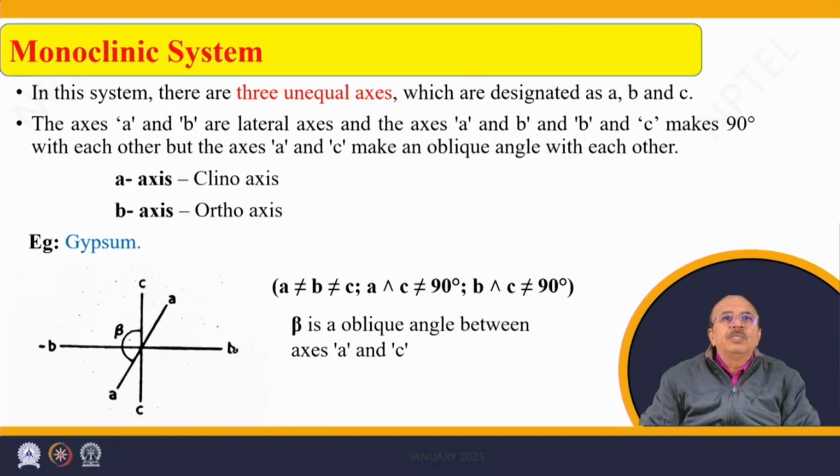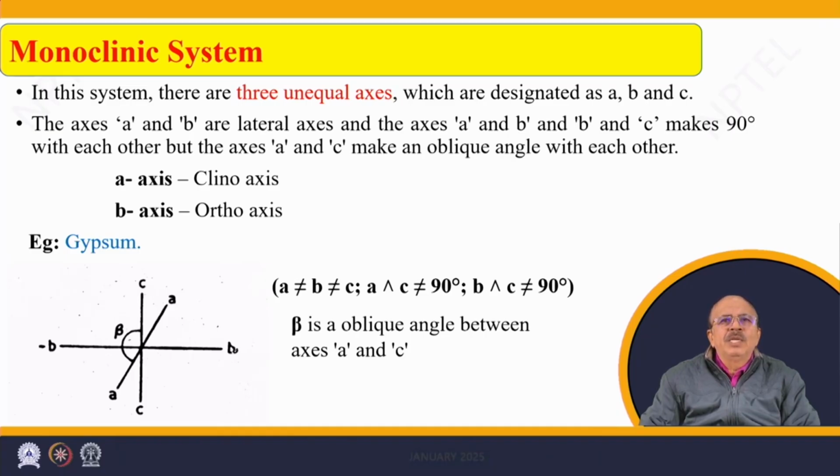So next system is the monoclinic system. In this system, there are three unequal axes which are designated as A, B and C. The axis A and B are lateral axis, and the axis B and C make 90 degrees with each other. But the axis A and C make an oblique angle with each other. In this system, the A axis is also known as clino axis and B axis is also known as ortho axis. The mineral gypsum is a good example of the monoclinic system.